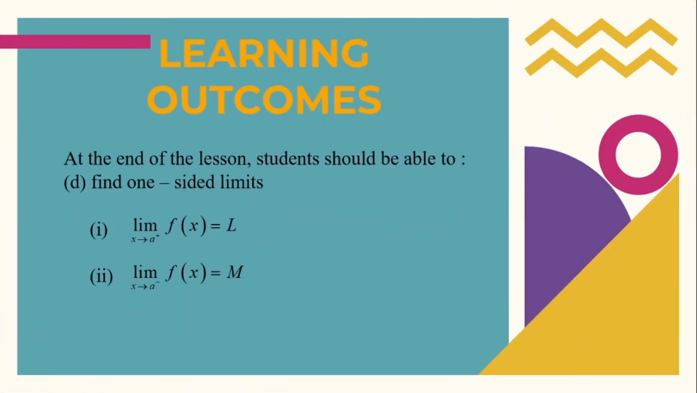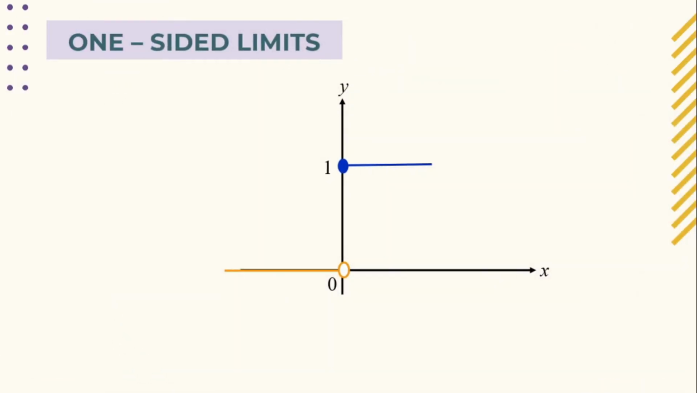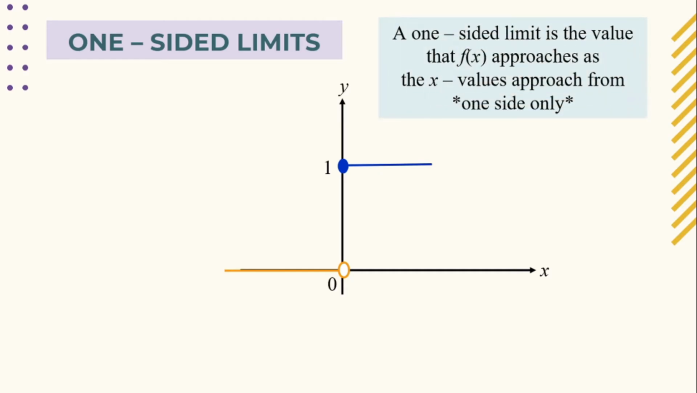This time, our learning outcome is that at the end of the lesson, students should be able to find one-sided limits as shown below. One-sided limits. A one-sided limit is the value that f(x) approaches as the x value approaches from one side only, either from the left side of x or from the right side of x.